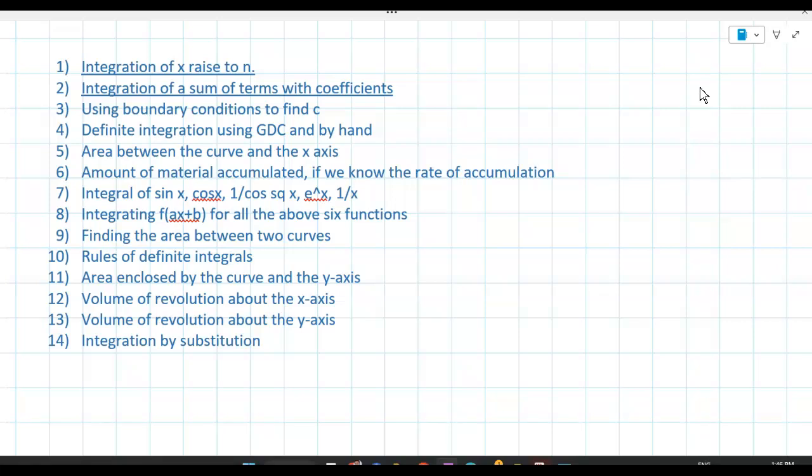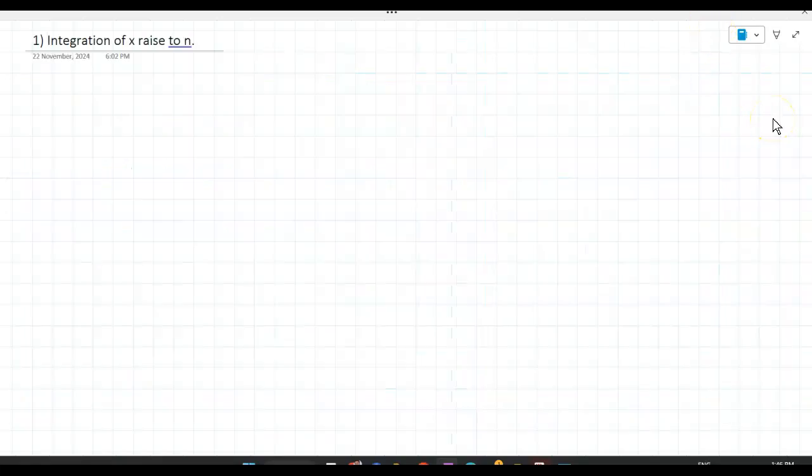Fine. The first thing you need to do, and this is in your formula booklet, is the integral of x raised to n. Now remember, integration is antiderivative. It's the reverse of derivative, correct? So if you have the integral of x raised to n dx, understand the symbol: what is dx? It's with respect to x. They're telling you the variable. So you're integrating with respect to x. This is equal to x raised to n plus 1 upon n plus 1, plus c.